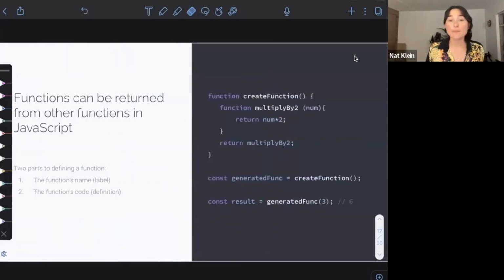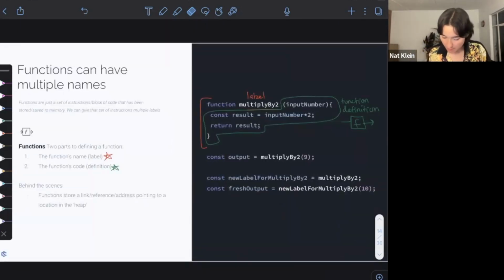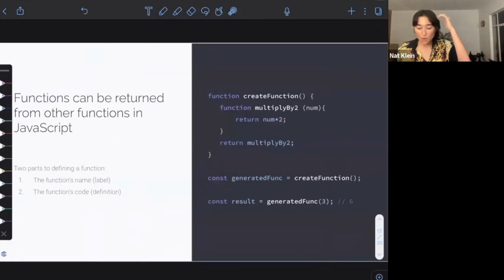So, functions. Okay, we went over that last diagram. We know now that the same function definition can be pointed to by multiple labels. Another thing that we're going to see demonstrated in a diagram coming up right now is that functions can be returned from other functions in JavaScript. So we saw in some of our past examples, we were returning result, which in this case we knew was a number. Well, as it turns out, functions can return other function definitions.